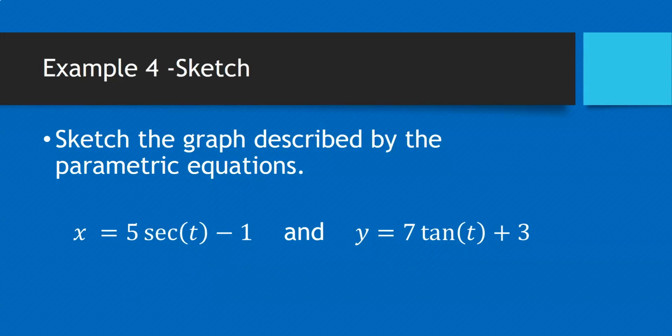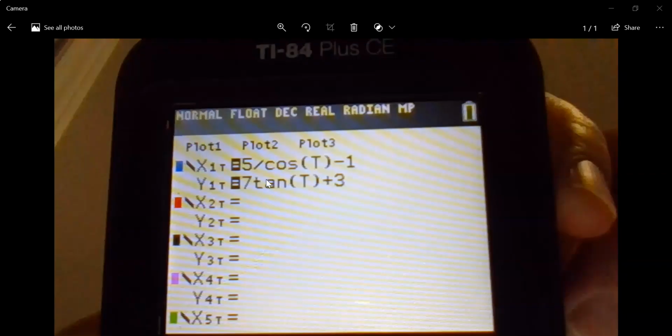I want you to do one more. I want you to sketch this. x equals 5 secant t minus 1, and y equals 7 tangent t plus 3. Go ahead and sketch those with your calculator and see what graph that gives you. All right, obviously there's not a secant button on our calculator, but secant is 1 over cosine. So instead of 5 times secant, you can do 5 divided by cosine minus 1. And then tangent, there is a tangent button. So 7 tangent t plus 3.